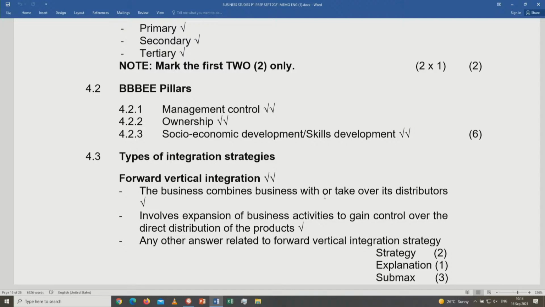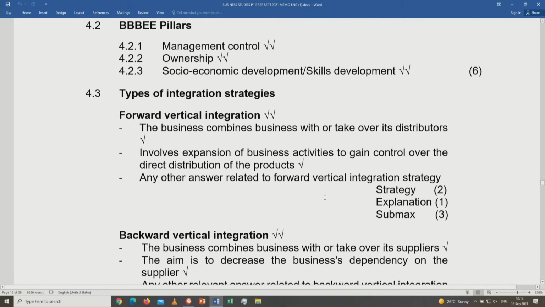And then 4.3, explain 2 types of integration strategies. Just explain 2 types. You see, there it comes. You remember when we were talking about that note where the number has been stated and it has to do with either discuss, describe, or explain. Here it says, explain 2 types of integration strategies. The first response there is forward vertical integration, 2 marks, and the explanation is 1 mark. The business combines with or takes over its distributors.